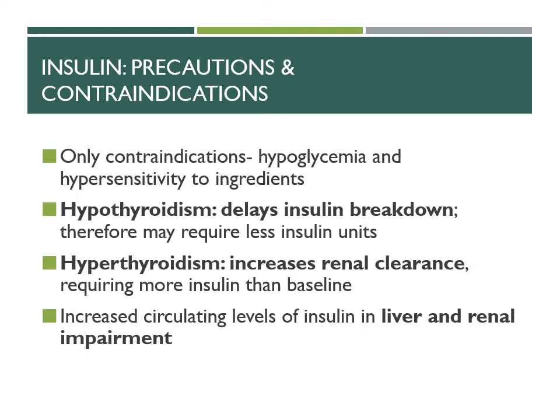Keep in mind that patients with hypothyroidism have a delayed insulin breakdown, so they might require less insulin, and patients with hyperthyroidism may have an increased renal clearance, so they require more insulin than patients who do not. And in patients that have liver and renal impairment, we may see increased circulating levels of insulin. So we need to keep that in mind in terms of cause of hypoglycemia.